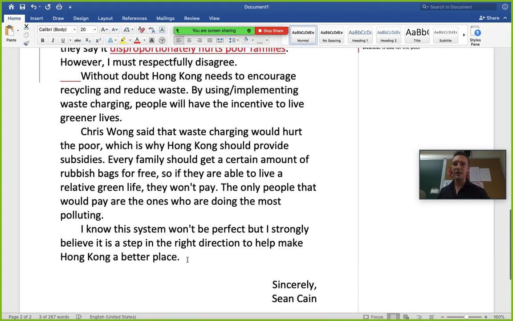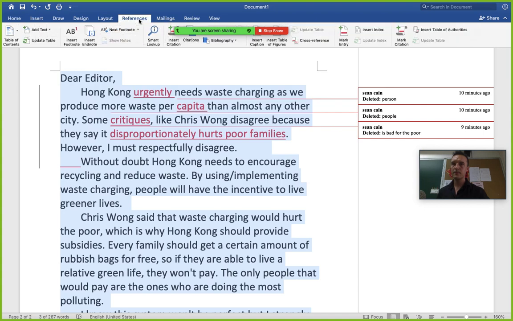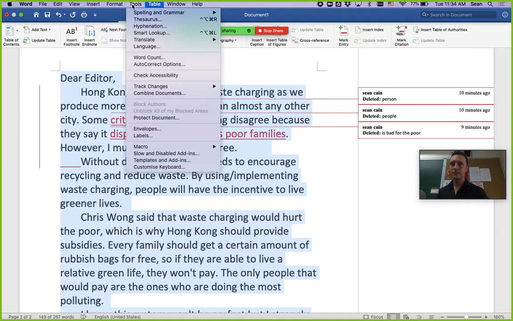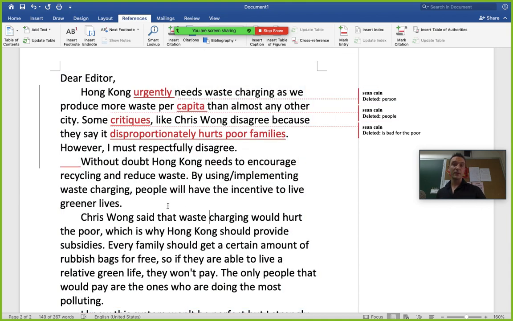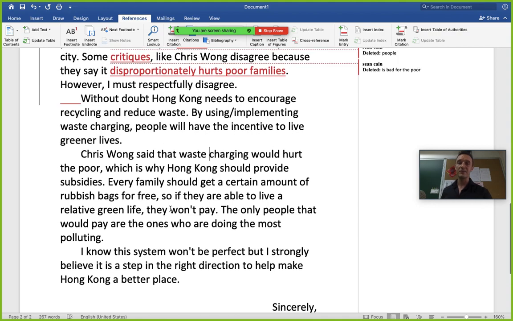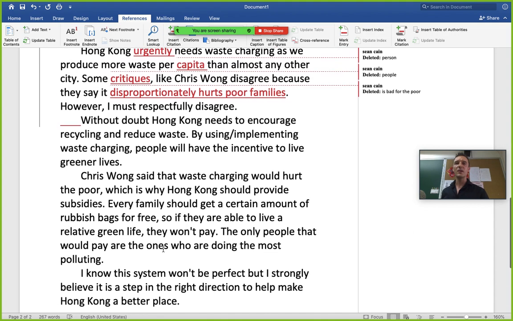Let's see how many words we got here. About 200, I think. Oh, 150. So this might be a little bit on the short side. I wasn't keeping track of them. So I guess that would be something that I could improve on, but we didn't even ask for a word count before. So it doesn't matter. I just wanted to be direct.